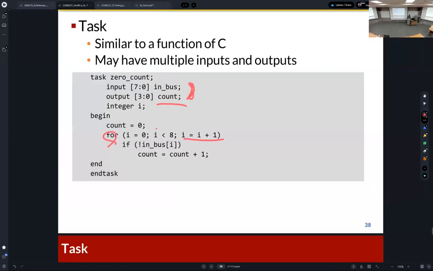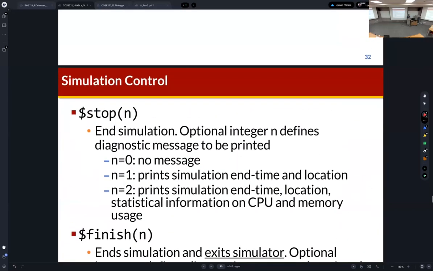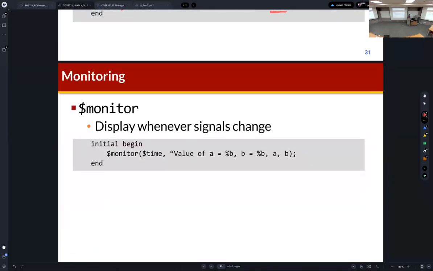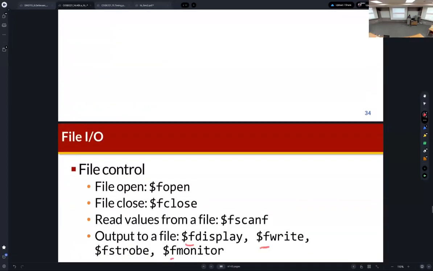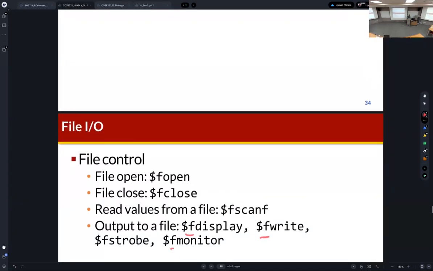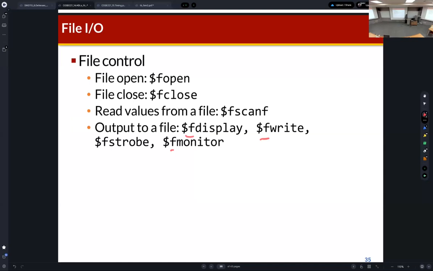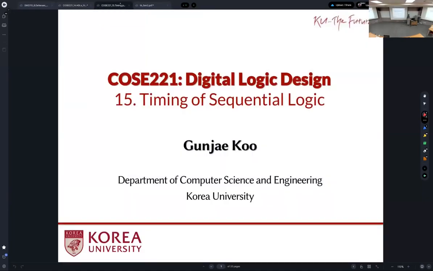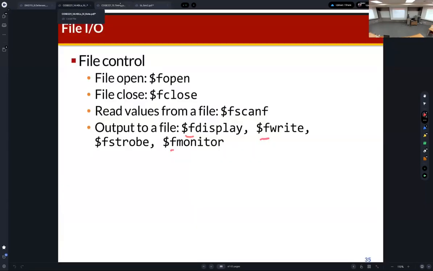I also explained several syntaxes for SystemVerilog testbench design. SystemVerilog supports many special functions or special controls, and these functions or control statements are frequently used in testbench design. We don't have enough time for the next topic, so I will stop here.